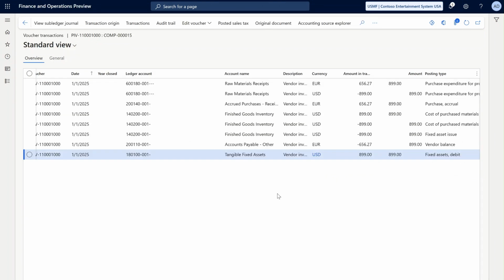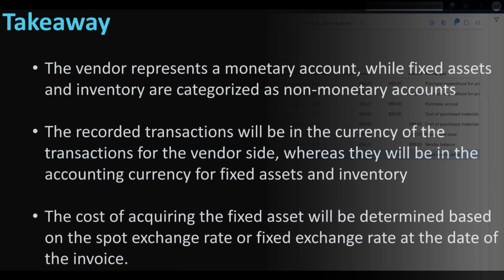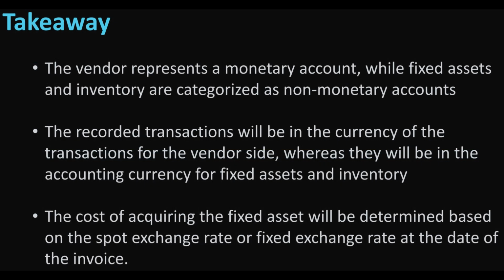Let's go back to recap our presentation. The substance of this video in a nutshell: the vendor account is considered monetary, while fixed assets and inventory accounts are non-monetary. Vendor transactions are recorded in the transaction currency, but fixed assets and inventory are recorded in the accounting currency. The fixed asset acquisition cost depends on either the spot exchange rate or the fixed exchange rate used on the invoice date.